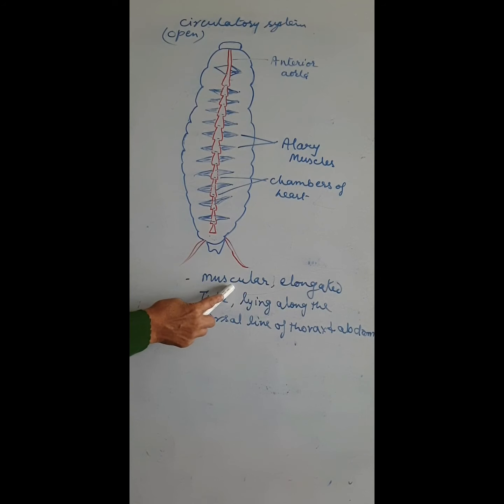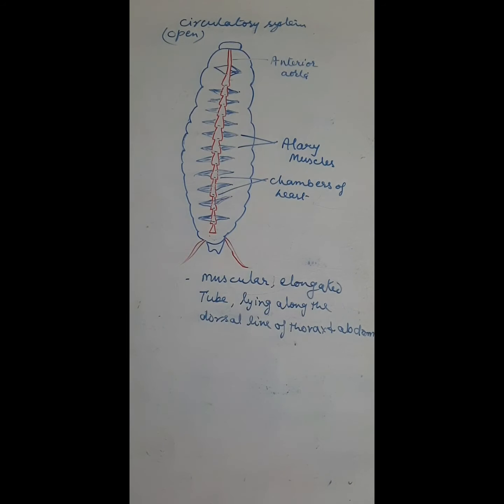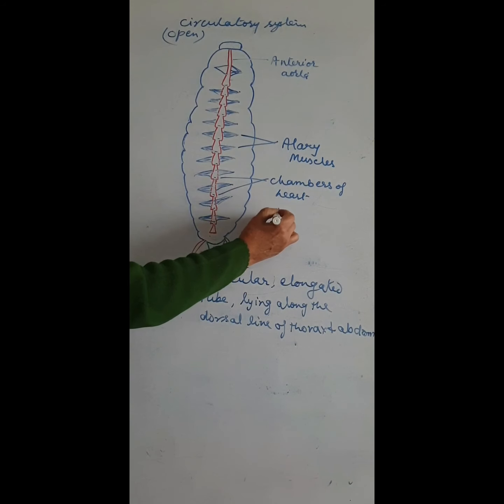The heart is a muscular elongated tube lying along the dorsal line of thorax and abdomen. The heart consists of a long tube, anterior end open and posterior end closed. The body cavity where the blood flows in the open space is called the hemocoel.